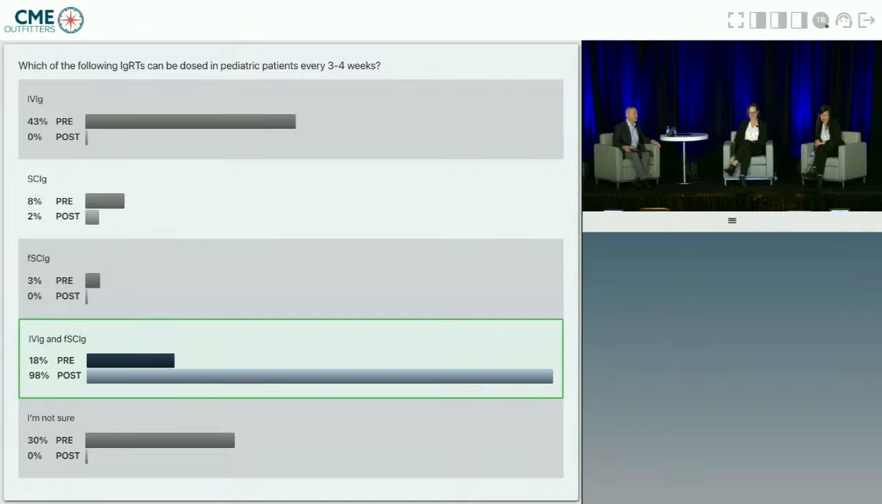Okay, so the correct answer is intravenous and facilitated sub-Q immunoglobulin. Great. So next slide.